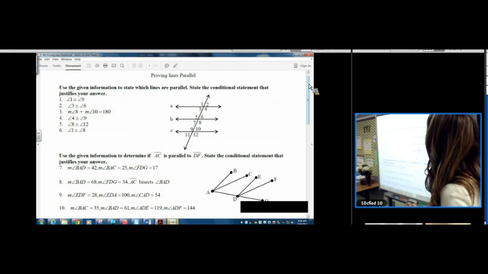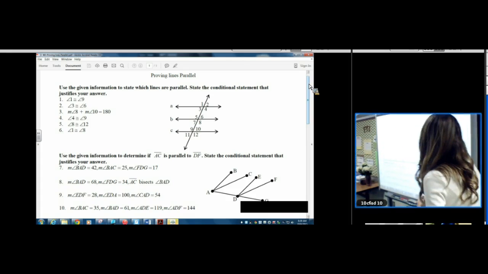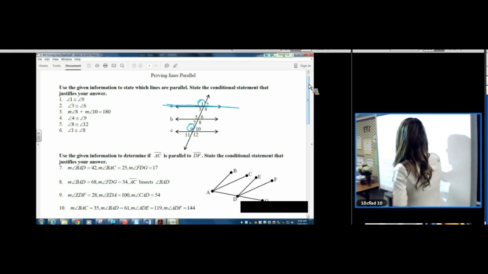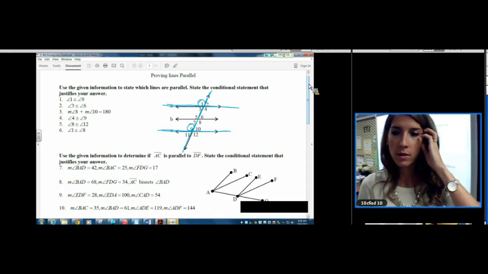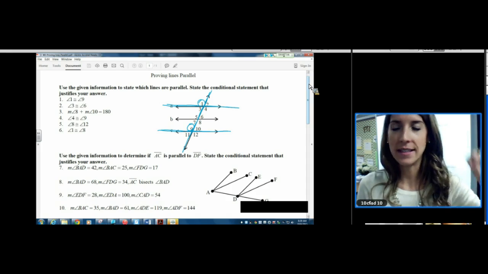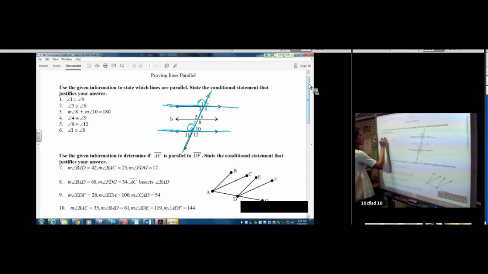Number 1, use the information to state which lines are parallel. So if we look at angle 1 and angle 9, focus on only the lines that are needed to create those angles. Only focus on the lines needed to create those angles. Angle 1 and angle 9 are corresponding angles. You studied your vocab last night. You know your vocab upside down and inside out. Corresponding angles are supposed to be congruent. And look at that. They're congruent. So A is parallel to C.